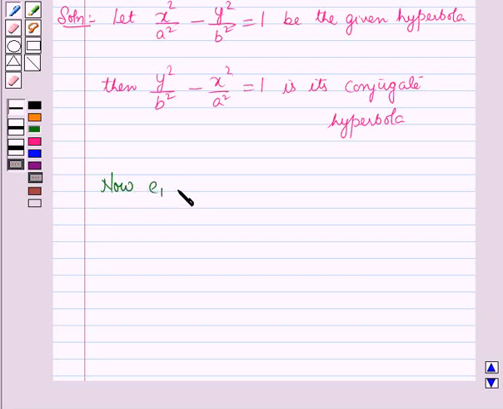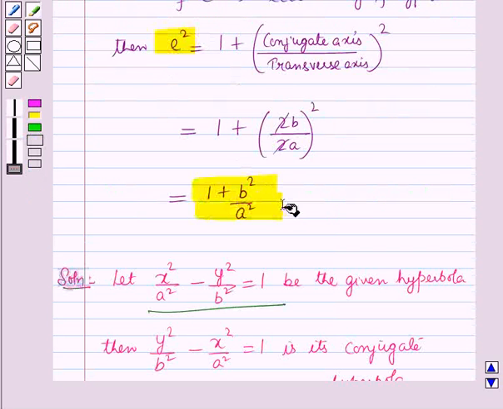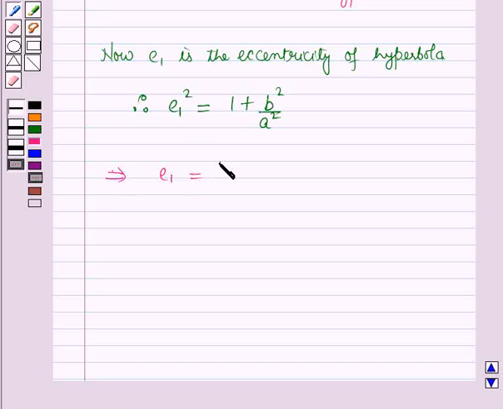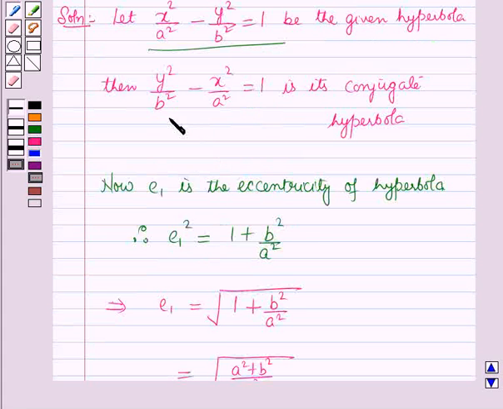Now, E1 is the eccentricity of the given hyperbola, that is this hyperbola, then using this result which is given the key idea, here E1 square will be equal to 1 plus b square over a square, which implies E1 is equal to square root of 1 plus b square over a square, which is further equal to square root of a square plus b square whole upon a square.